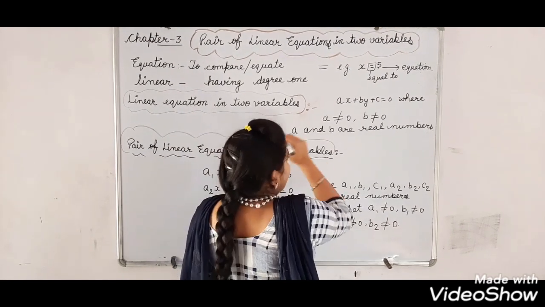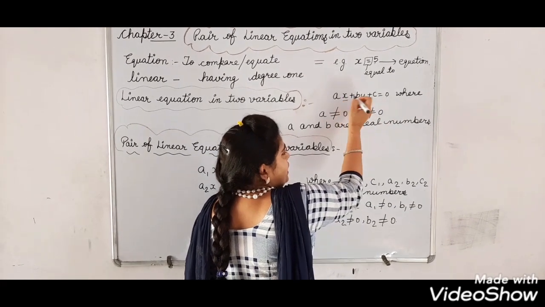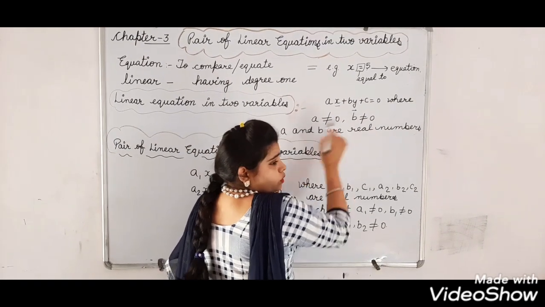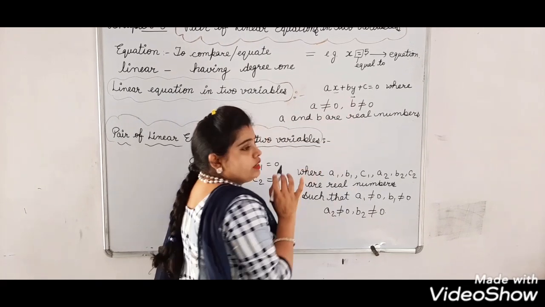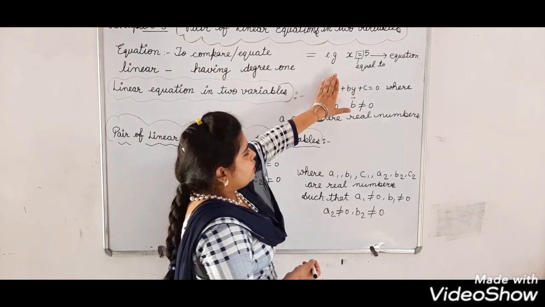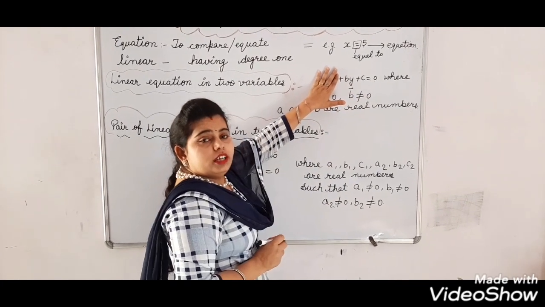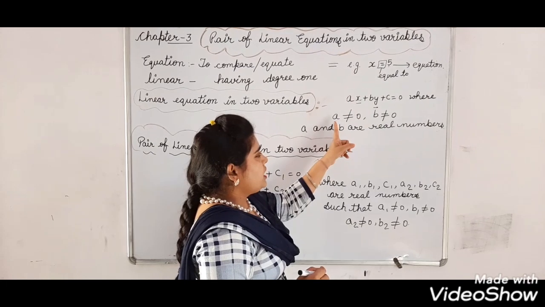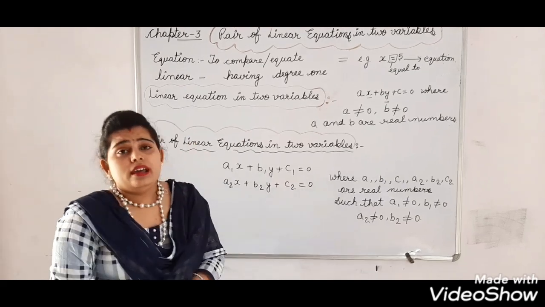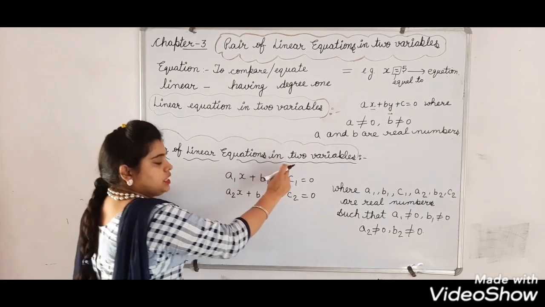Standard form of linear equation in two variables is ax plus by plus c is equal to 0, where x and y are variables and a and b cannot be equal to 0. Means a और b 0 नहीं हो सकते. अगर इनमें से कोई भी एक वैल्यू 0 होगी, suppose a is 0, then it will become by plus c, then it will be a linear equation in one variable. So condition is there, a cannot be equal to 0, b cannot be equal to 0 and a and b are real numbers. Now our chapter is pair of linear equations in two variables.